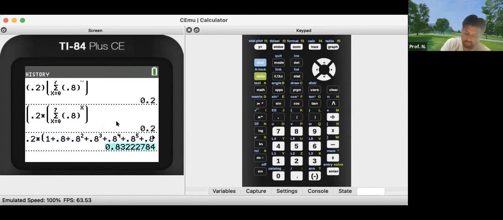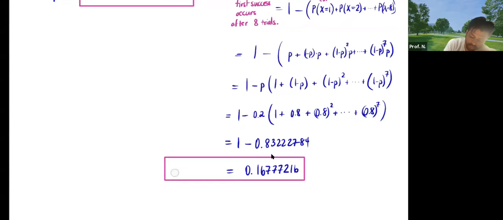And then you do 1 minus 0.83222784. When you do that on your calculator, you can simply say 1 minus the answer, and you get 0.167777216. So this is going to be the probability that your first success occurs after 8 tries.